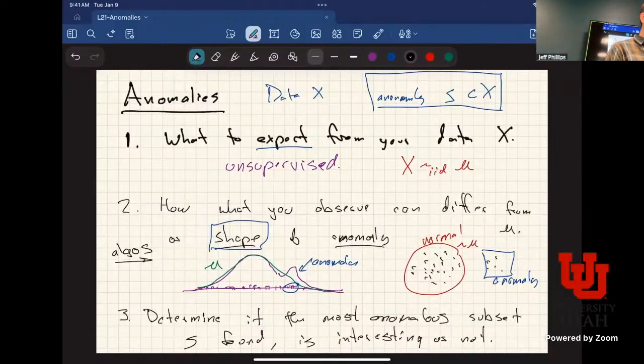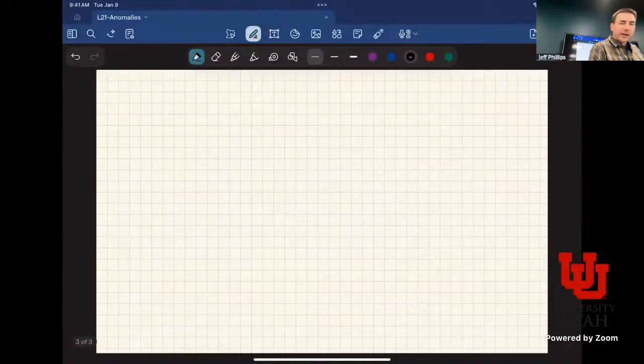So you need these three components, and I hope these will become clear through a longer case study in this lecture, and then you will review it in the homework. Great. So let's start with what to expect from data.